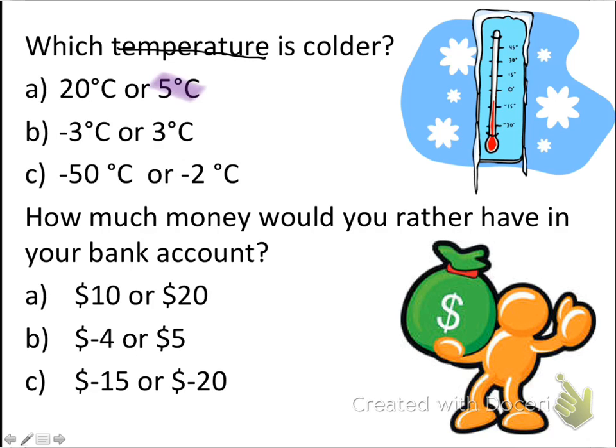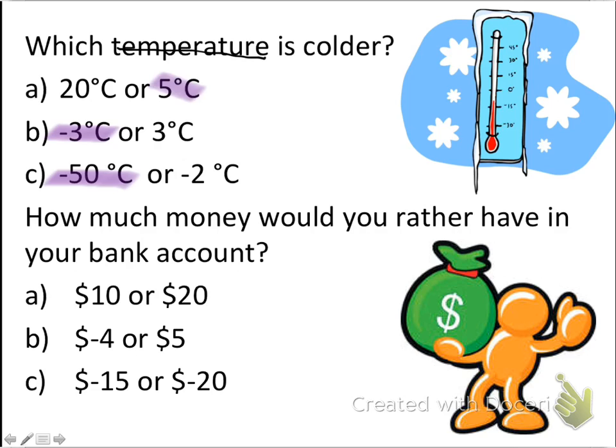All right, let's look at the next one. Which is colder, negative 3 degrees Celsius or 3 degrees Celsius? Negative 3 degrees Celsius is colder than 3 degrees Celsius. All right, the last one. Which is colder, negative 50 degrees Celsius or negative 2 degrees Celsius? Negative 50 degrees Celsius is a lot colder than negative 2 degrees Celsius.